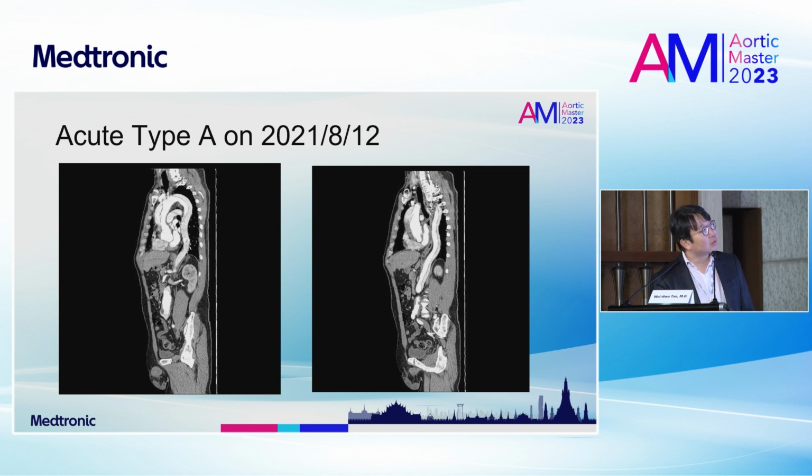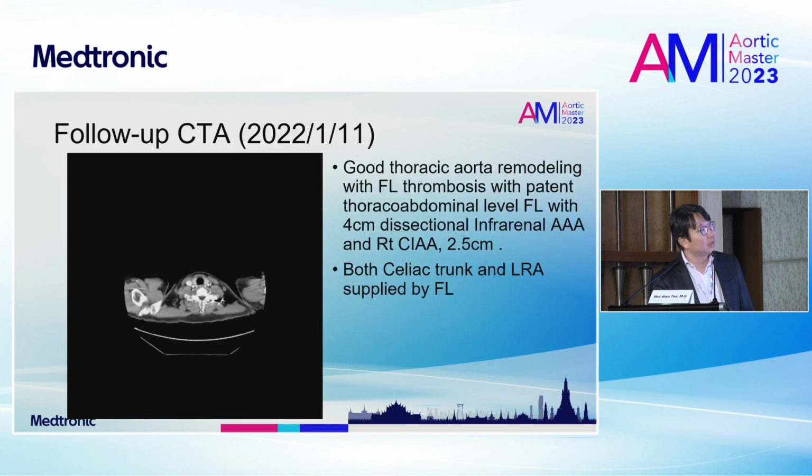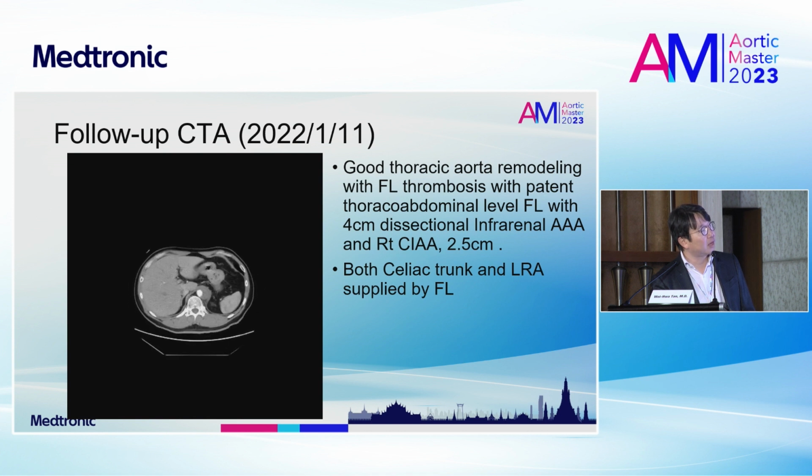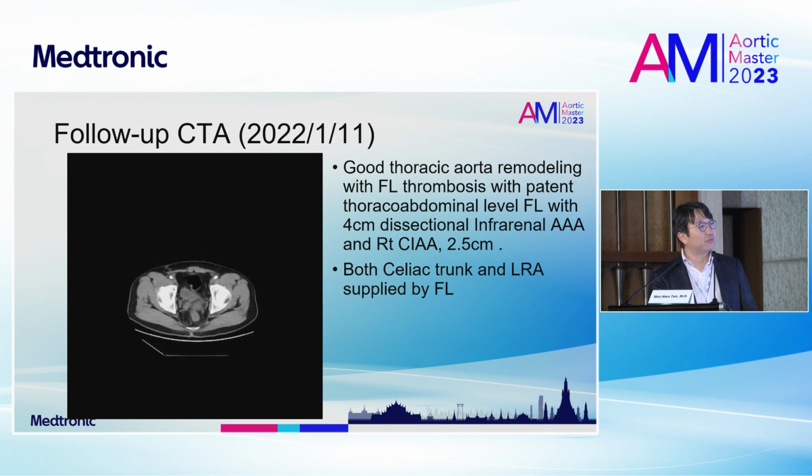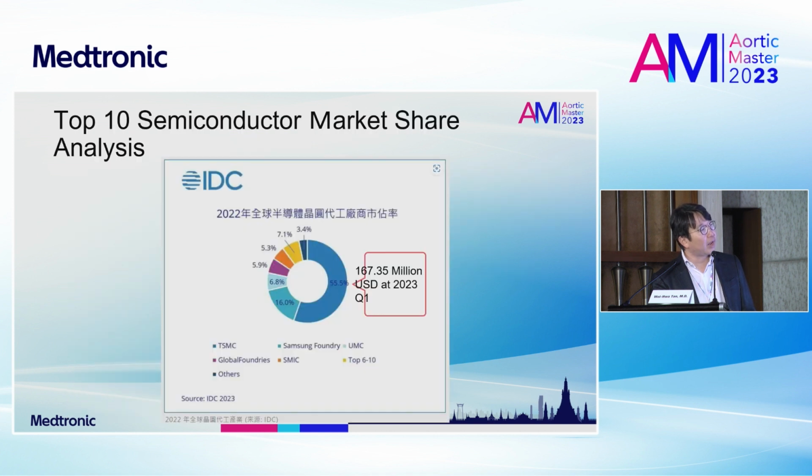Okay, so this is a picture of this first type A case when we treated with open surgery. After the surgery, we can find quite good remodeling of the thoracic level of the aorta. But at the thoracoabdominal level, we still have aneurysmal change of the infrarenal AAA and also the right common iliac artery aneurysm. So for these two problems, I think we can do preemptive early treatment.